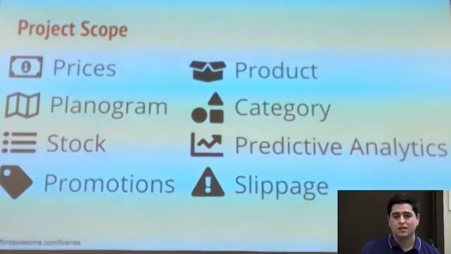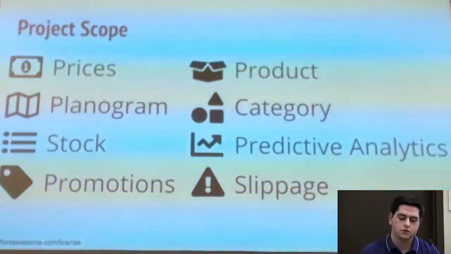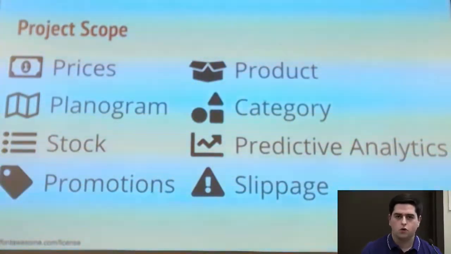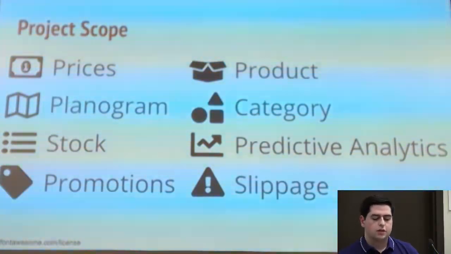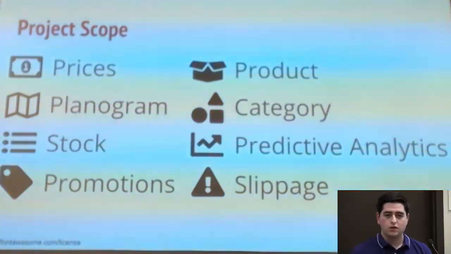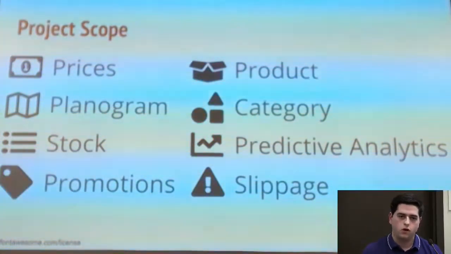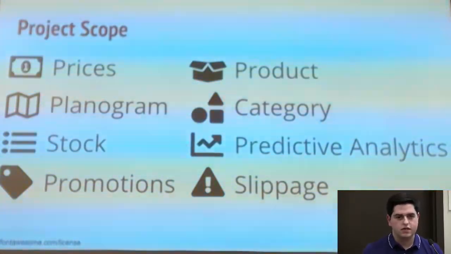Another one is stock. So let's say an item is running low on the shelf. The robot will notify them to refill the shelf as soon as possible. Now, we are more of an iterative approach, and we'll talk about that a little more later. But basically, promotions, products, category, and slippage, we haven't fleshed out all the requirements yet for that, but we have a basic idea of what needs to be done.